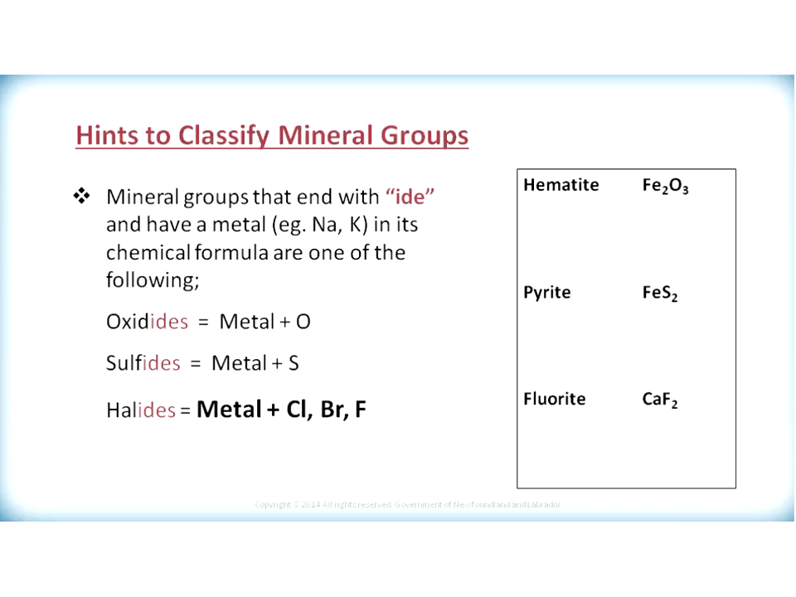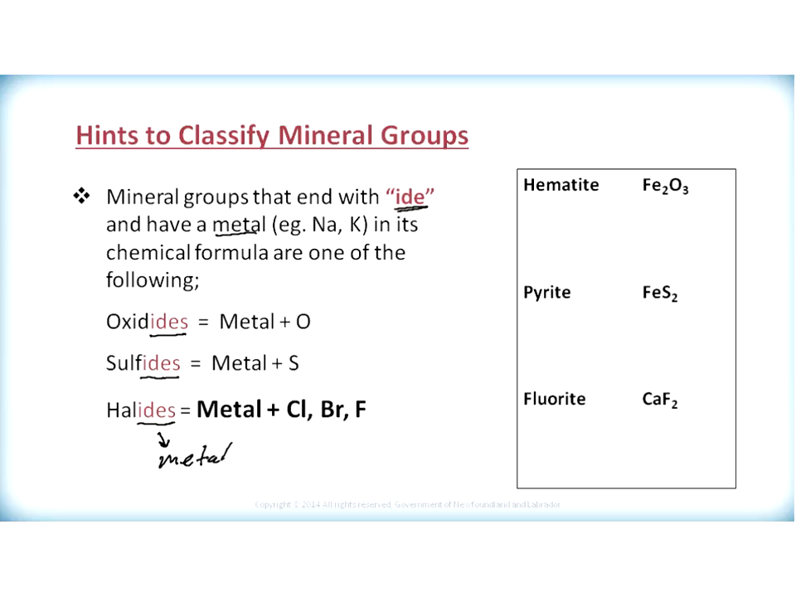Let's look at the next series of mineral groups. Some mineral groups will end with the ending IDE, and that will give you a hint of which mineral group it belongs to. So mineral groups that end with IDE have a metal in their chemical formula and are one of the following. They can be oxides, they can be sulfides, or they can be halides. So the ending of IDE suggests it has a metal as part of its chemical formula.